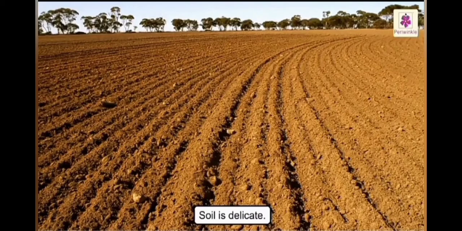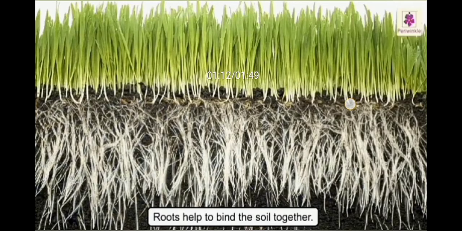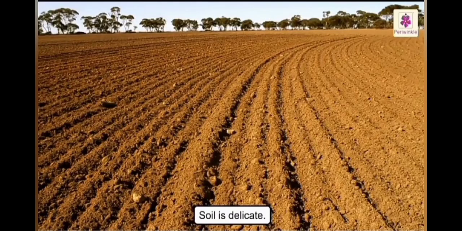Step number 1. More and more trees should be planted to replace the ones that are cut down. Suppose you cut down one plant, you need to plant more, like 10 plants, so that we reduce the soil erosion.